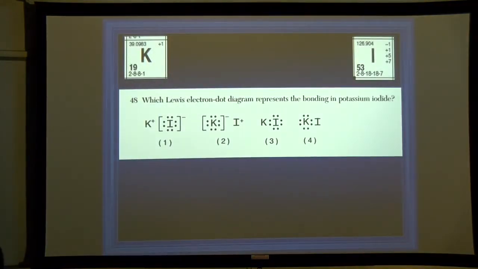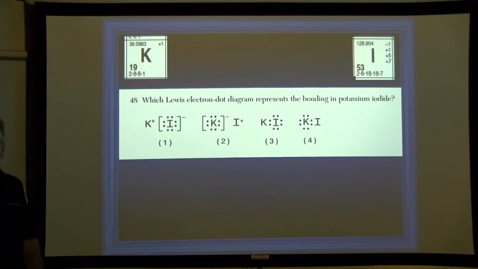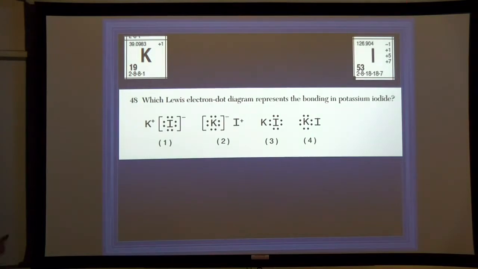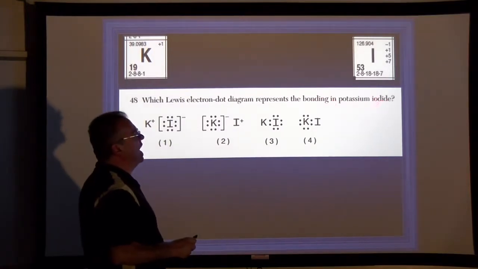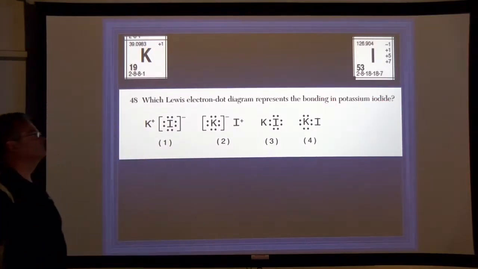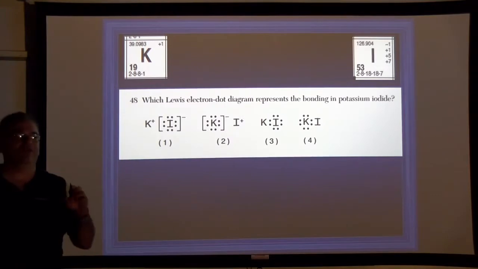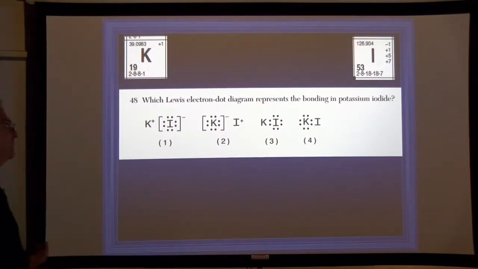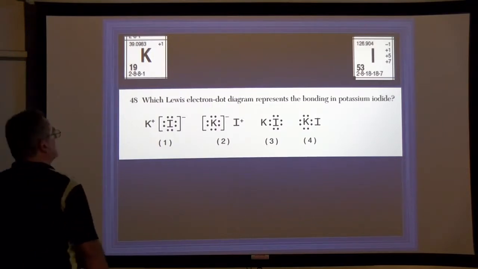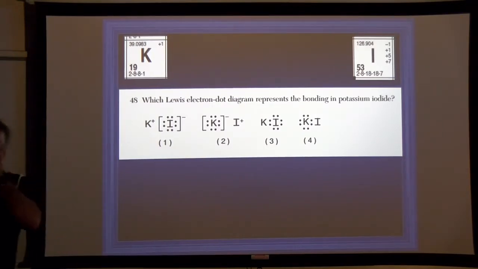Now we're going to get involved here. Typical, simple, straightforward Regents question. It says, which Lewis electron dot diagram represents the bonding in potassium iodide? So which choice? With your hand, put up a number that you believe is the correct choice, the correct drawing.